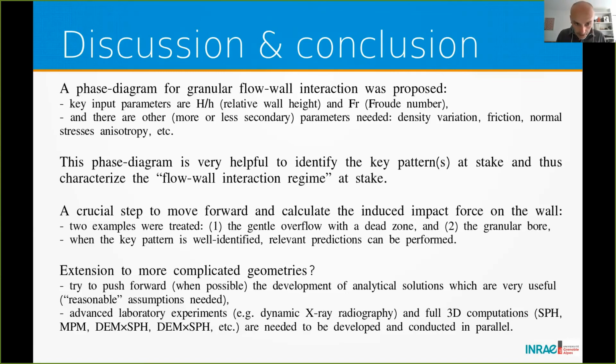I think that this phase diagram is very helpful to identify the key patterns at stake and thus to characterize the flow wall interaction regime which is at stake. And I think I tried to demonstrate that this is a crucial step to move forward and calculate the induced impact force on the wall. If you know where you are in the phase diagram, you know the key pattern which is prevailing during the flow wall interaction, and you can infer a relevant expression for the force on the wall.